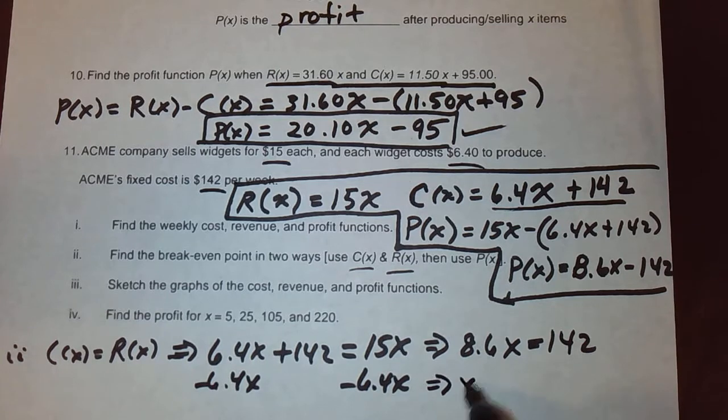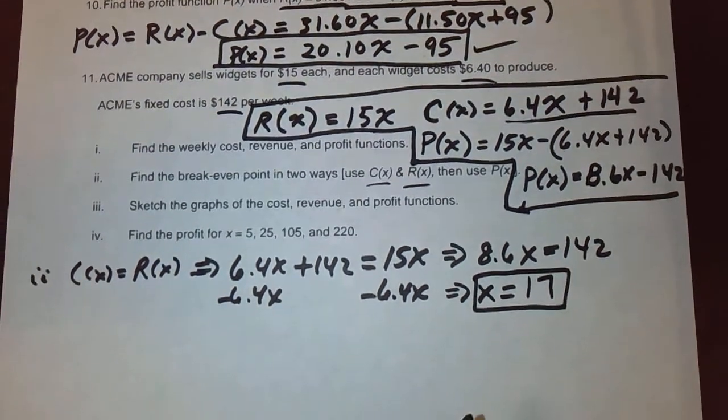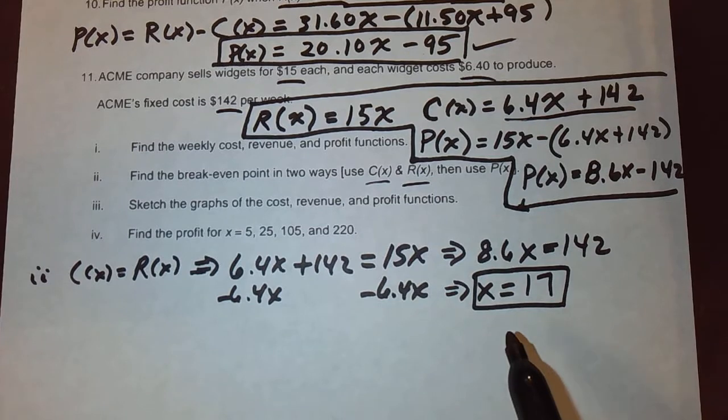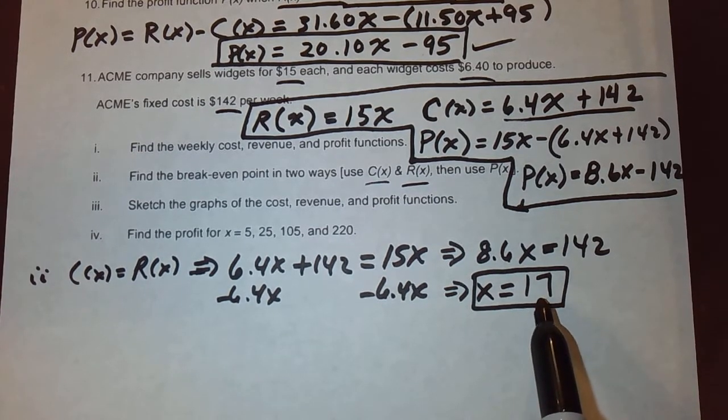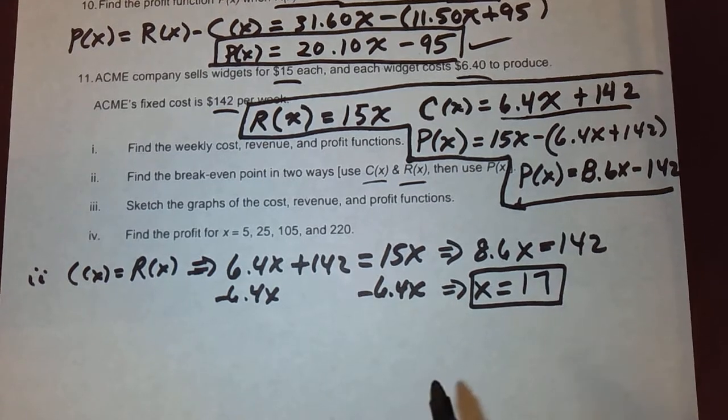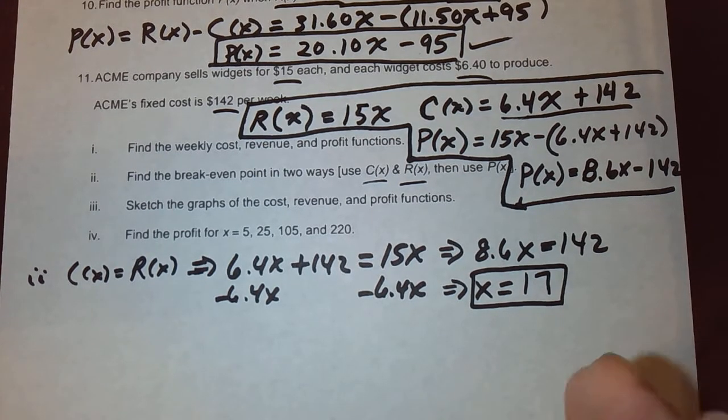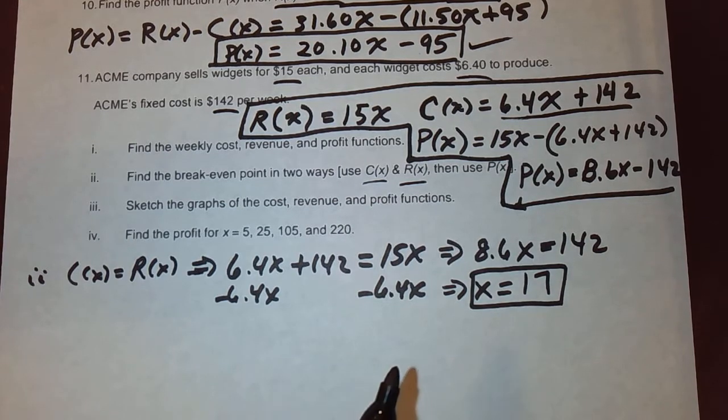So doing the division, that gives x is equal to 17. That's the break-even point. Sometimes called the break-even quantity, because when you produce and sell 17 items, your outgoing cost and the incoming revenue are exactly the same, so you have zero profit.